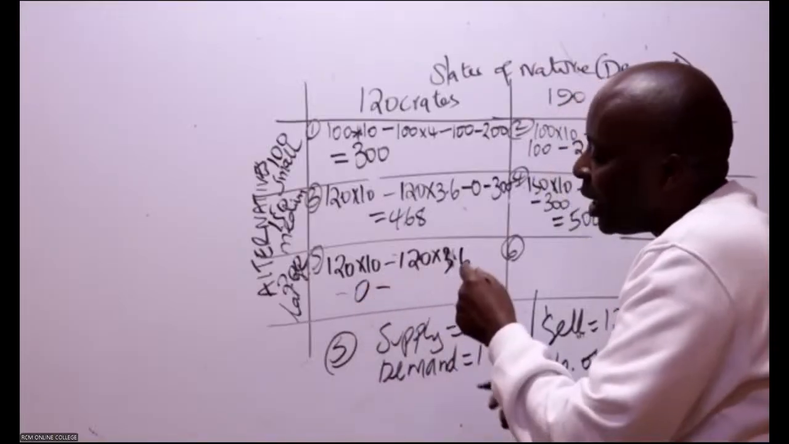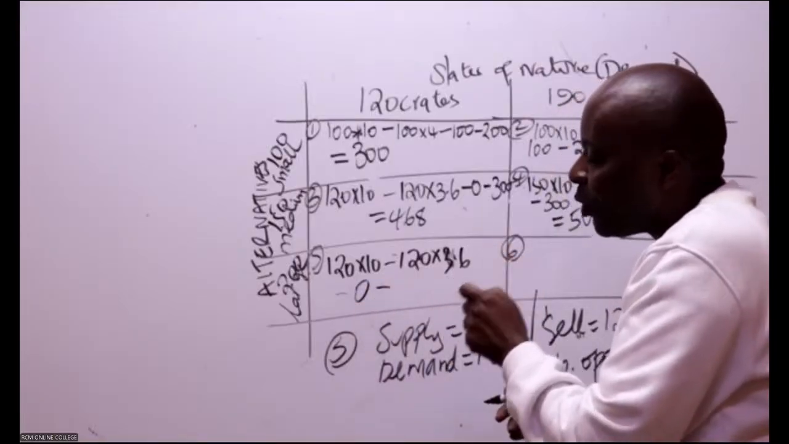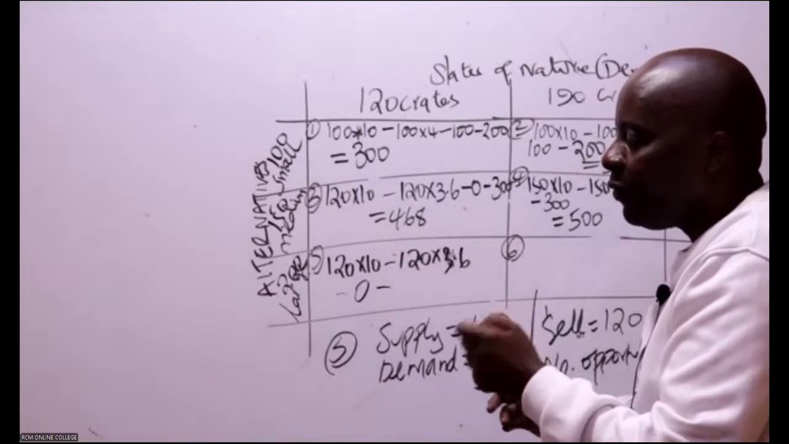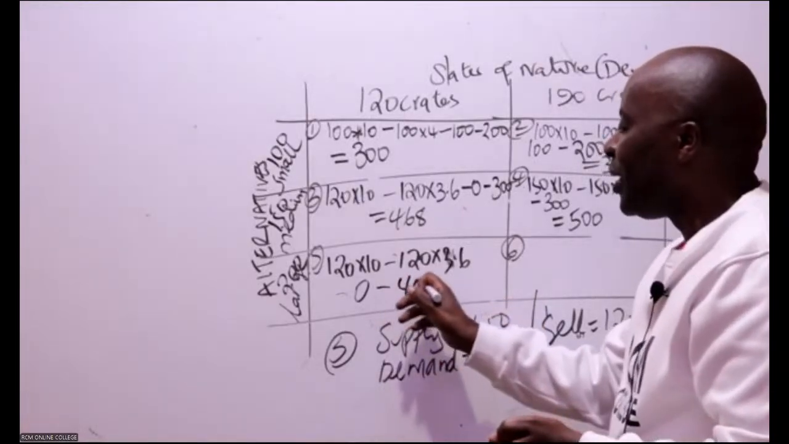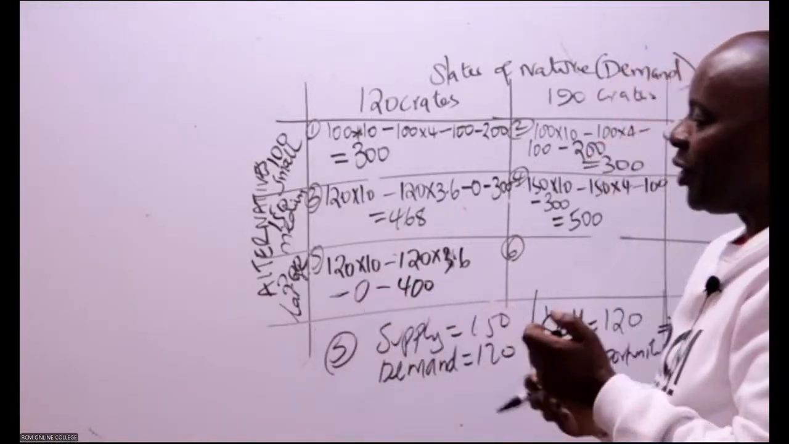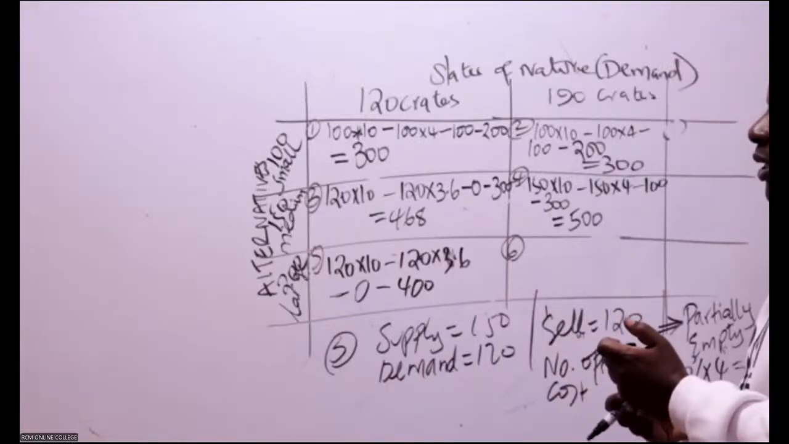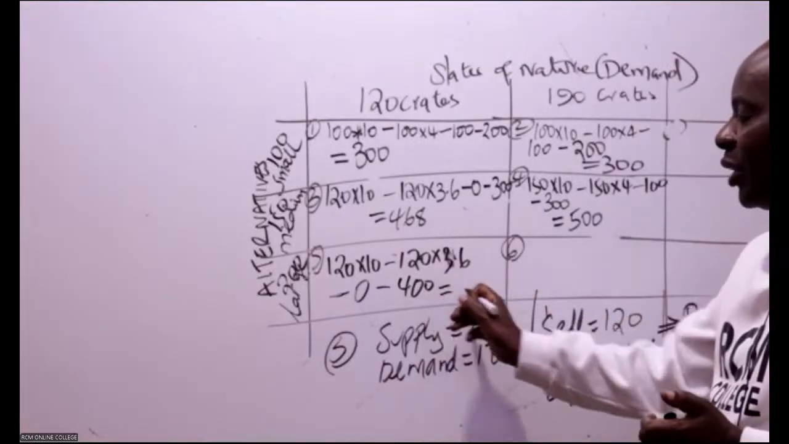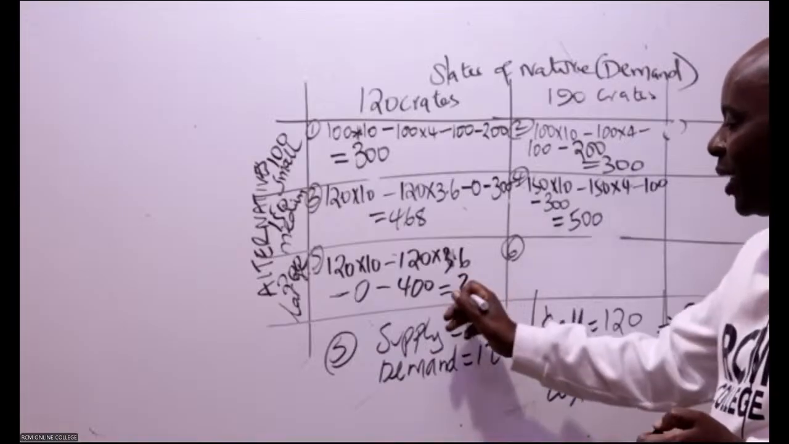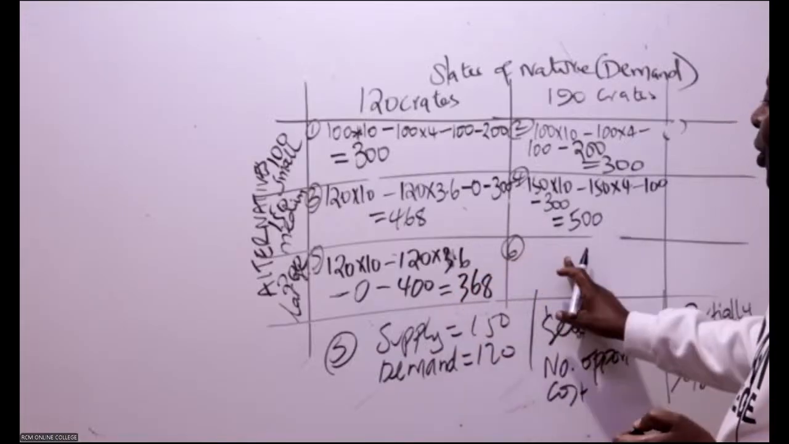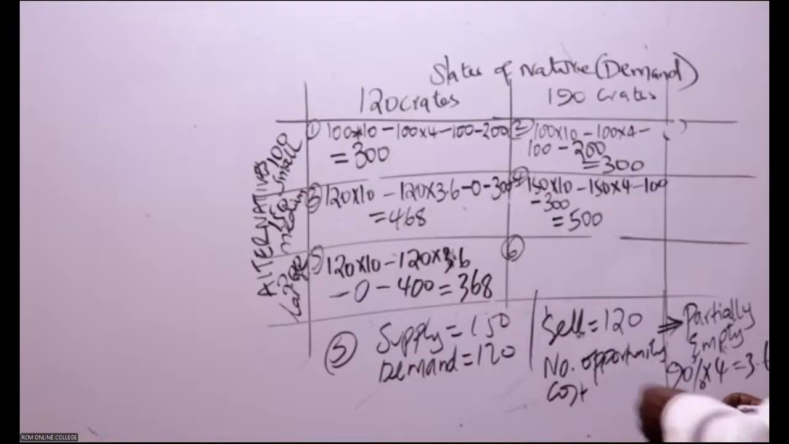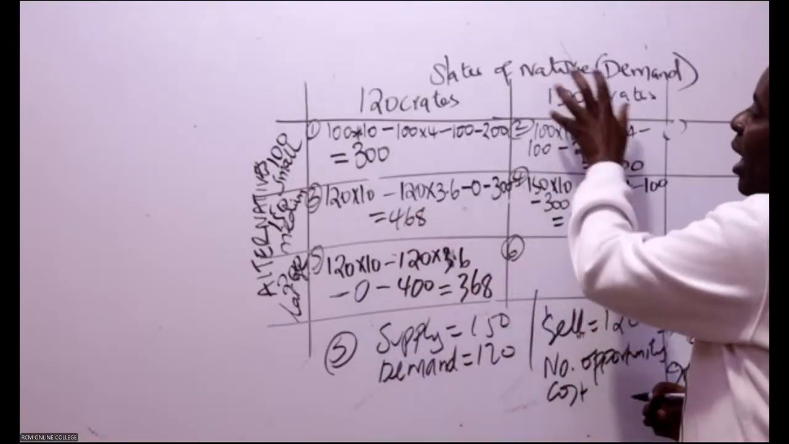And then remember, these are large vans. What is the depreciation for the large van? 400. I'm putting that 0 for your revision. So then this gives us what figure, ladies and gentlemen? This gives us 368.